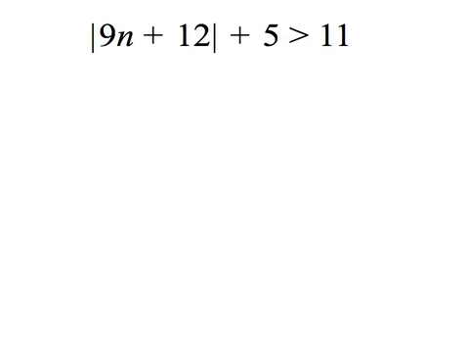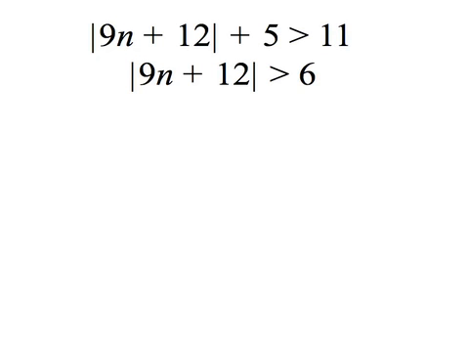There is one more method that is often used for solving absolute value inequalities. And while most textbooks that I've used have shown the method that was used in the previous examples, the method that I learned years ago, and the one I tend to use, is the method I'm about to demonstrate. On this particular inequality, of course, we would add negative 5 to both sides and get that the absolute value of 9n plus 12 is greater than 6.